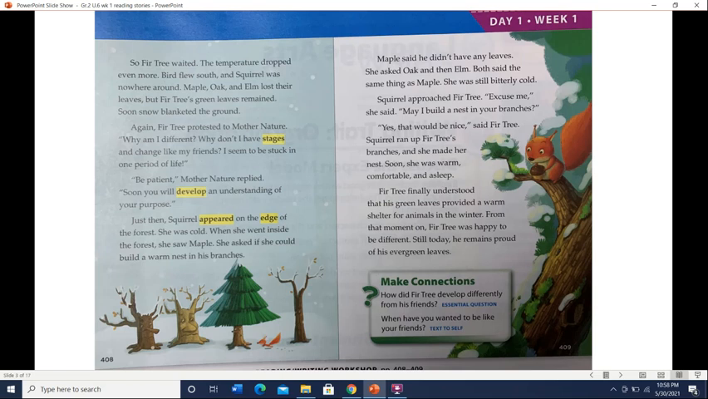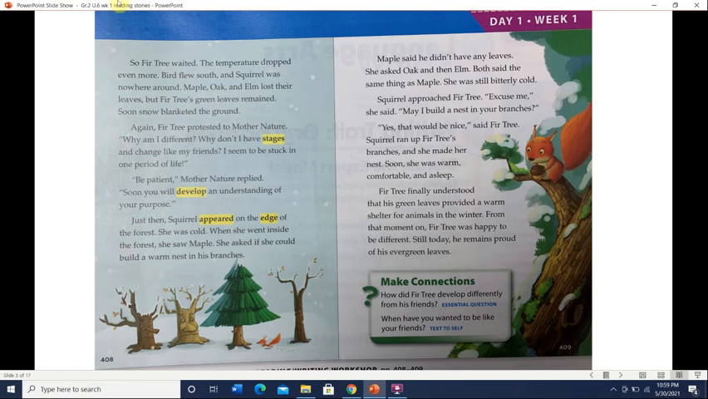Remember the word stages means steps. Why don't I have green leaves, and then my leaves start to change colors, and then the leaves start to fall, and then they grow again. Why don't I change? I feel like I'm stuck. I never change. So what did Mother Nature say? She said, be patient. Be patient, Mother Nature replied. Soon you will develop an understanding of your purpose. Soon you will grow to understand the reason why your leaves don't change.